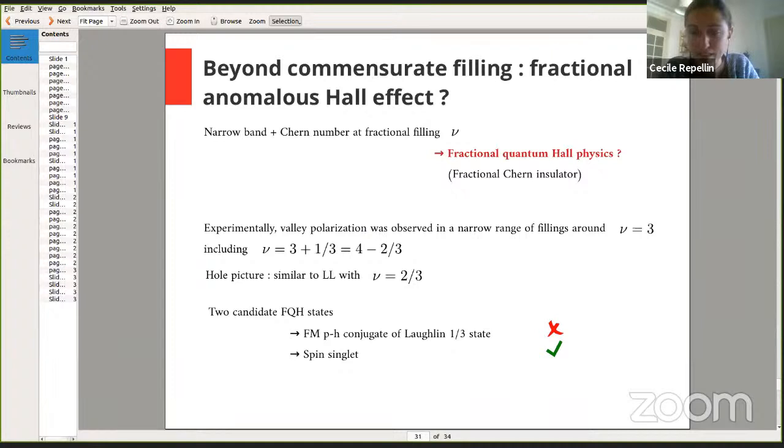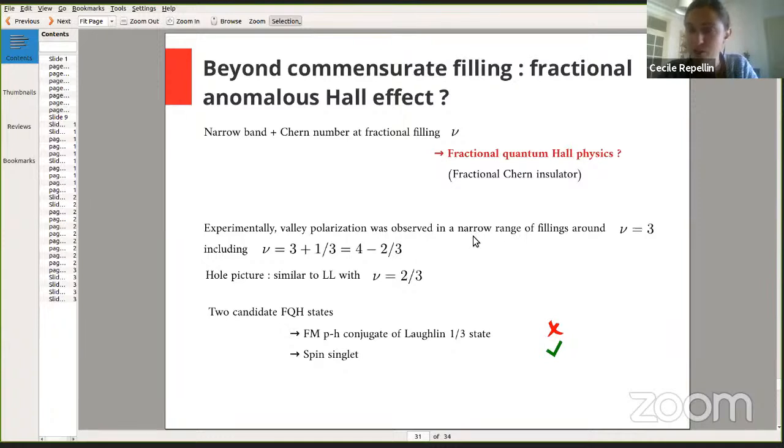Meaning, and as you remember, you need valley polarization to obtain a Chern number that is non-zero. So that's a little bit troubling. But on the other hand, valley polarization was observed at filling 3 and around 3, in a window that includes 3 plus 1/3. So if you think about it in the whole picture, this corresponds to 4 minus 2/3. So really, what we should be looking at is the physics of 2/3. It's like having a Landau level filled at 2/3 filling with holes.